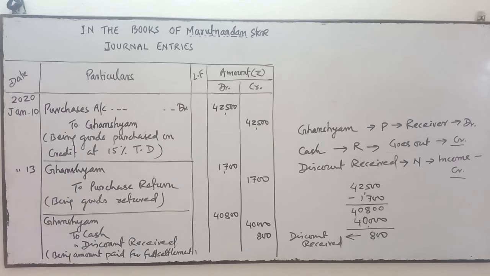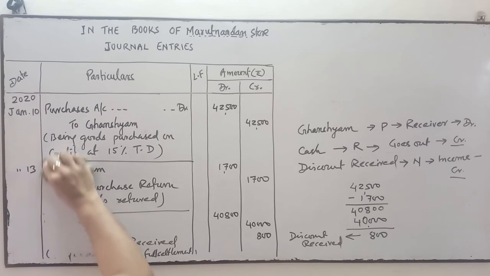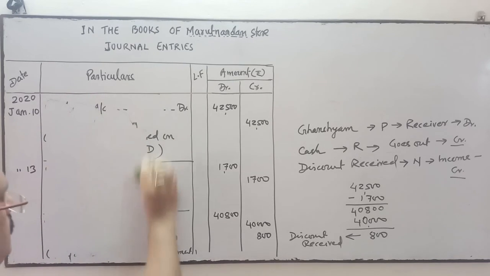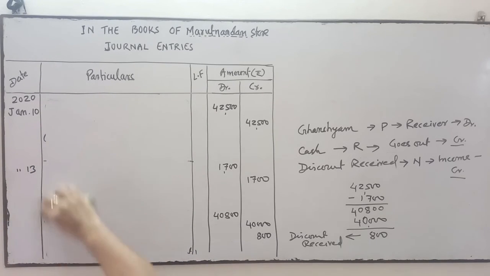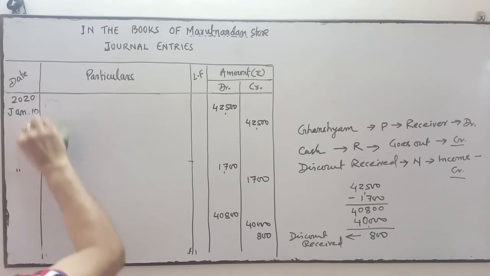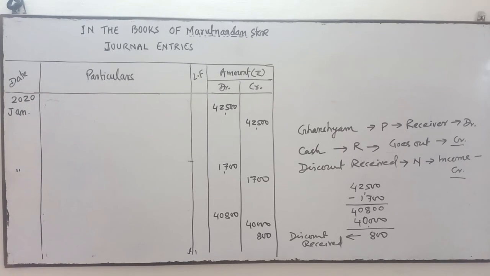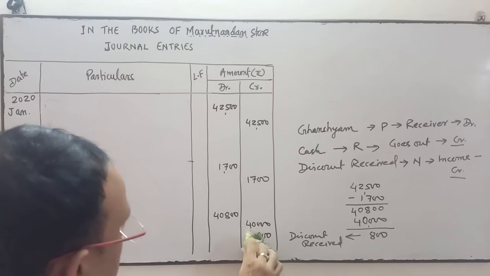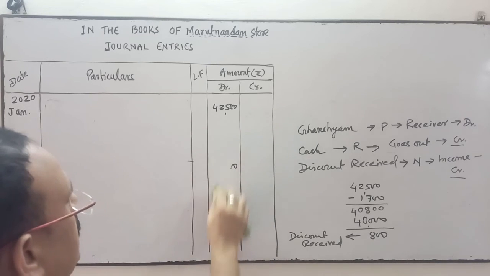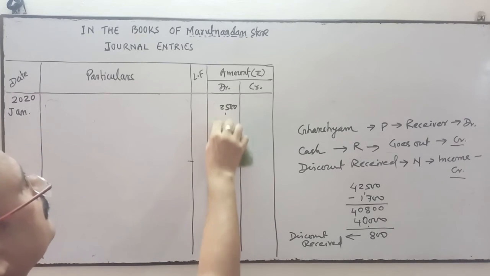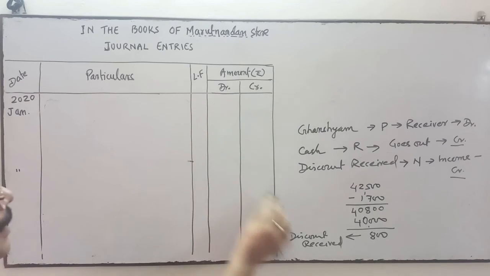Now come to the fourth one. The third transaction date was June 15. So write June 15, okay? In the third transaction I have not written the date. You write the date, June 15, okay?